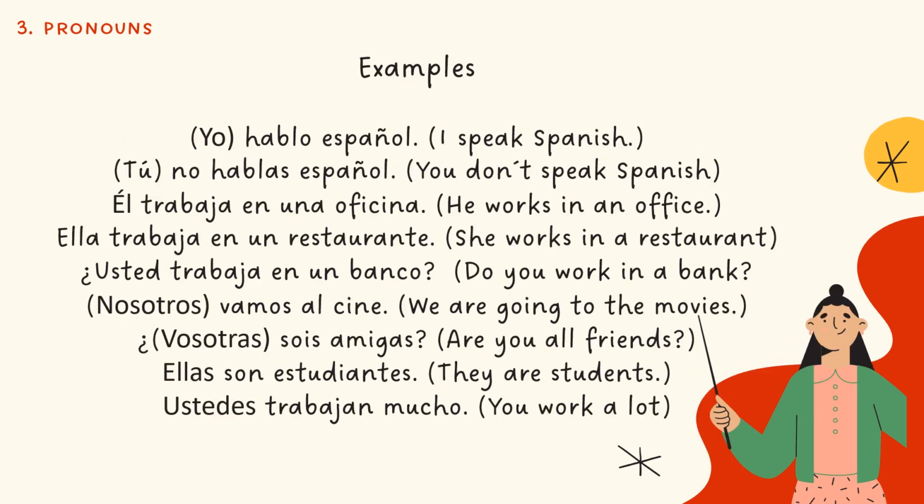Ejemplos. Yo hablo español. Tú no hablas español. Él trabaja en una oficina. Ella trabaja en un restaurante. ¿Usted trabaja en un banco? Nosotros vamos al cine. ¿Vosotras sois amigas? Ellas son estudiantes. Ustedes trabajan mucho.